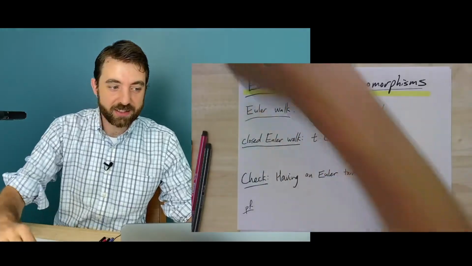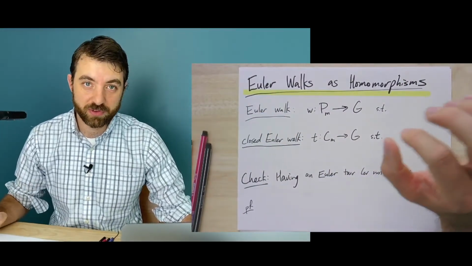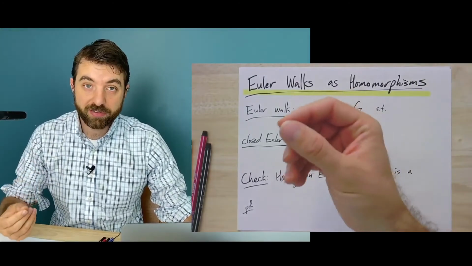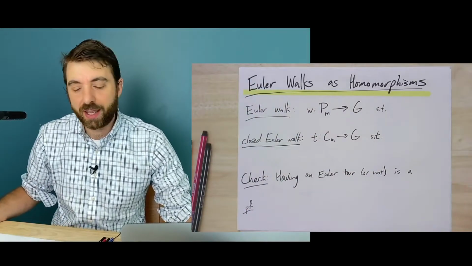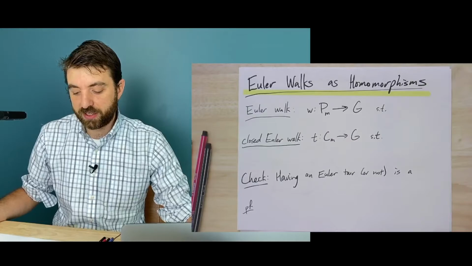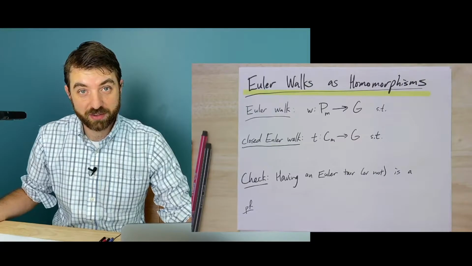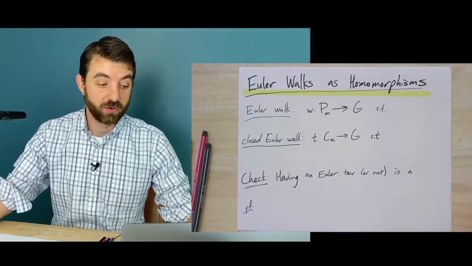So I'm going to take this though, and let's talk about it in terms of graph homomorphisms, because we talked about how a walk in a graph can be thought of as a homomorphism from a path into the graph, and so these Euler walks, these walks that use every edge exactly once, can also be expressed that way in a very clean, natural way. I'll show you what I mean.